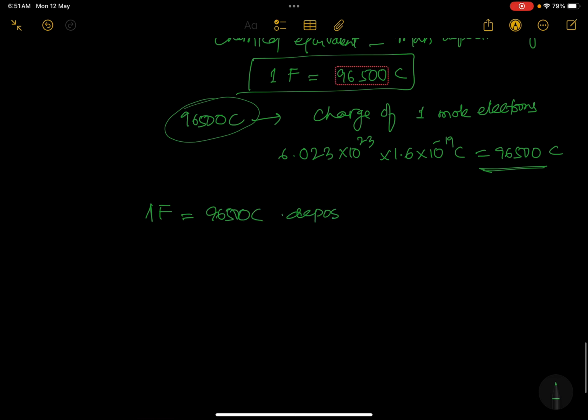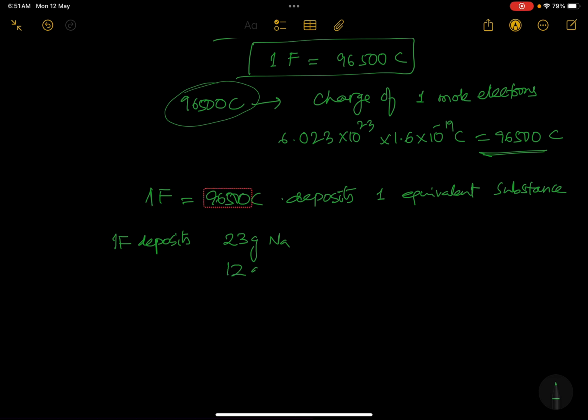Chemical equivalent is the mass deposited by 1 Faraday. For example, 1 Faraday deposits 23 grams of sodium, because sodium's equivalent mass is 23 only. 12 grams of magnesium. Why 12? Because magnesium's atomic mass is 24, but its charge is +2. So 24 by 2 is 12. Mass by charge is the equivalent mass. For sodium it is 23 by 1.